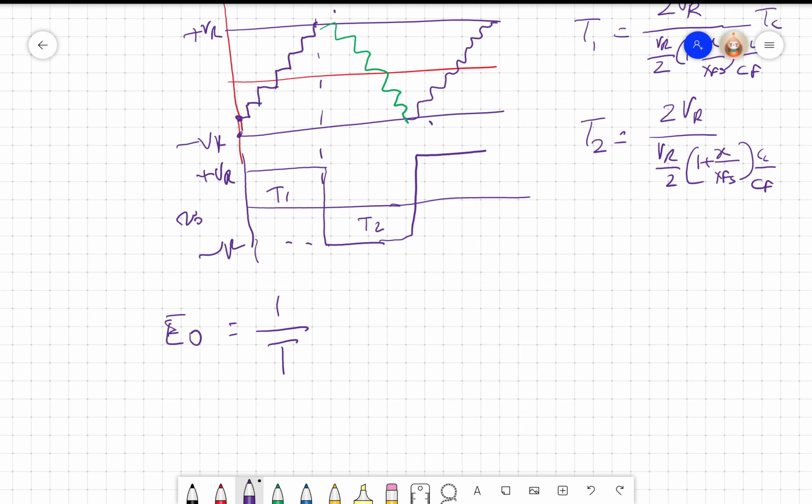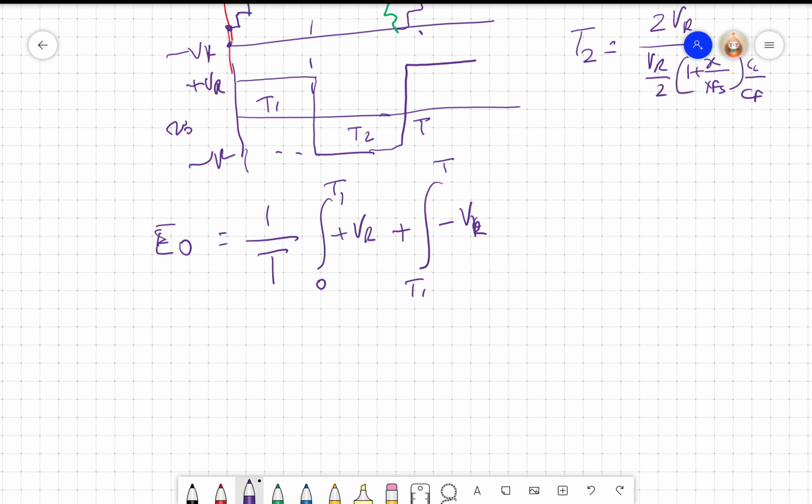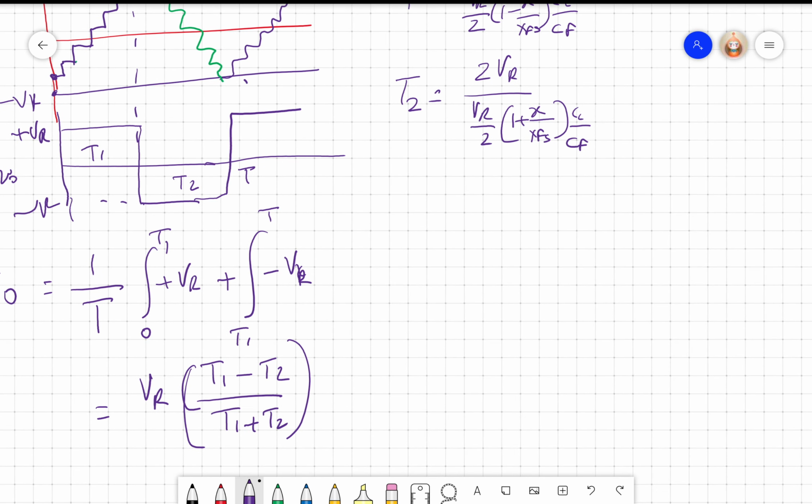Now if you remember, the output is the integral of this signal from 0 to T1 plus VR, plus from T1 to T minus VR. Please remember, VR is integrated during T1, and between T1 to T, minus VR is integrated, right? So if I put VR, I can take it out. So this would be T1 minus T2 by T1 plus T2. Please remember, the total time is T1 plus T2.